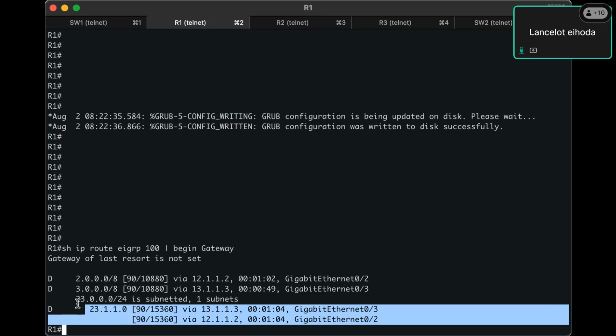It's telling you that this 23 network is discovered by D, and this is EIGRP. And it's telling you that it can go through this gateway, which is G0/3, or this other gateway, which is G0/2. Remember that this 23 network is between routers 2 and 3. Since router 1 has a connection on its interface to router 3 and then to router 2, and that network is behind them, it can see them, and there are two routes to that network.